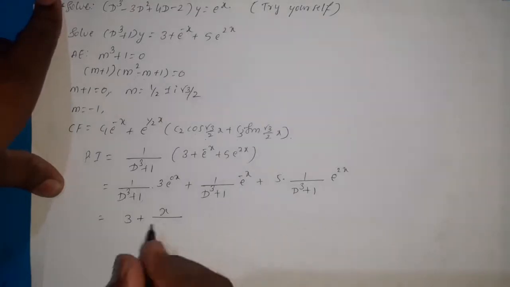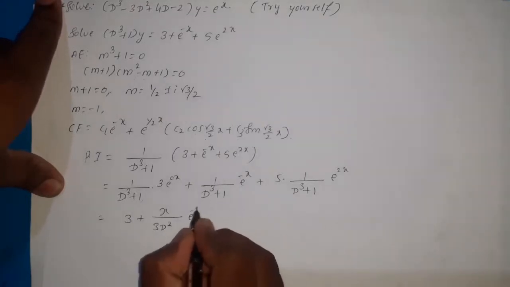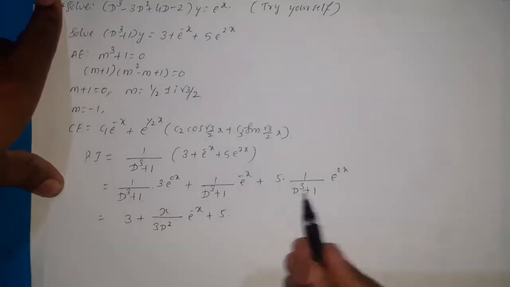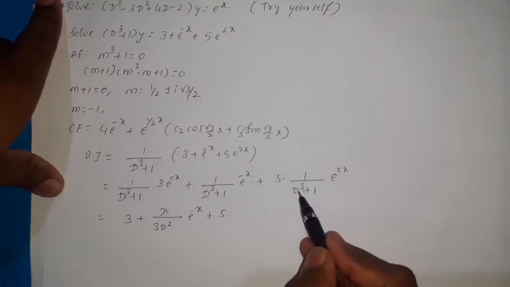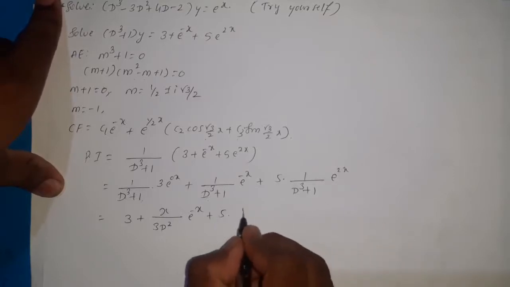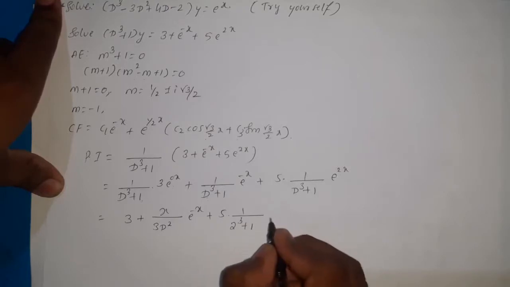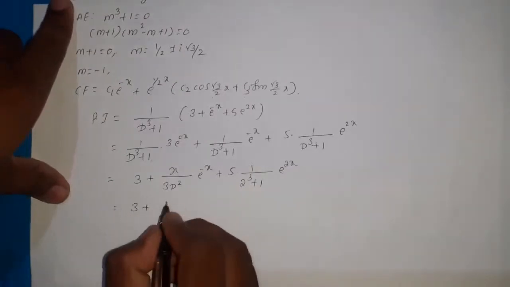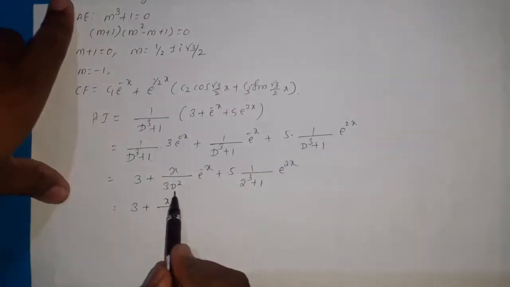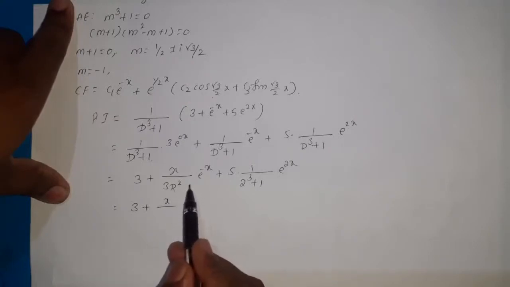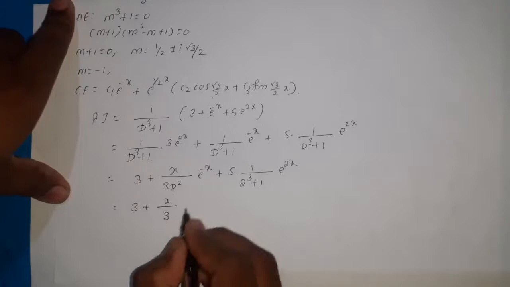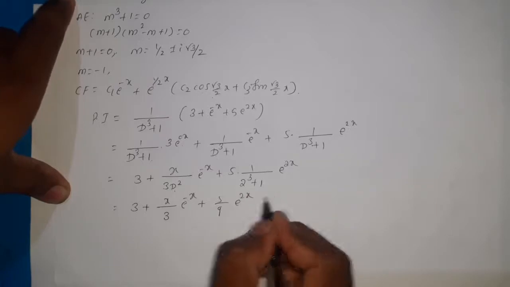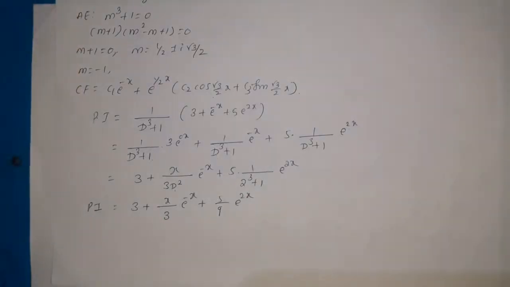What is the derivative here? 3D square e power minus x, plus 5 into, here D is equal to 2, then 2 cube is 8, 8 plus 1 is 9, then it is 1 divided by 2 cube plus 1 e power 2x. Now let us simplify this one. This is 3 plus x divided, here D is minus 1, minus 1 whole square is plus 1, then it is 3 only and it is e power minus x, 5 by 9 e power 2x, that is the particular integral.